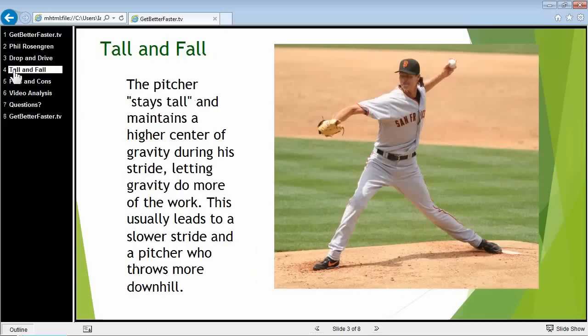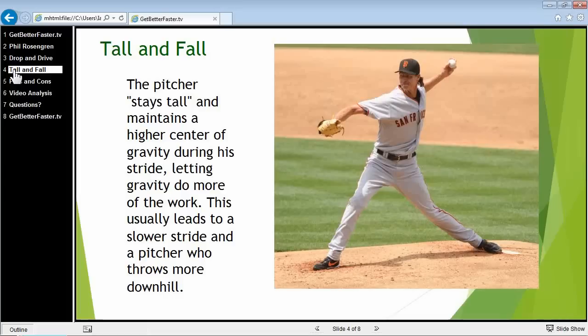Sure. So people kind of understand the difference. And Randy Johnson here, he's probably the prototypical guy. Well, he's the prototype for tall, isn't he? Exactly, that's a good point too. If we think about a basic definition we came up with, the pitcher stays tall and maintains a higher center of gravity during his stride, letting gravity do more of the work, using that mound to his advantage.